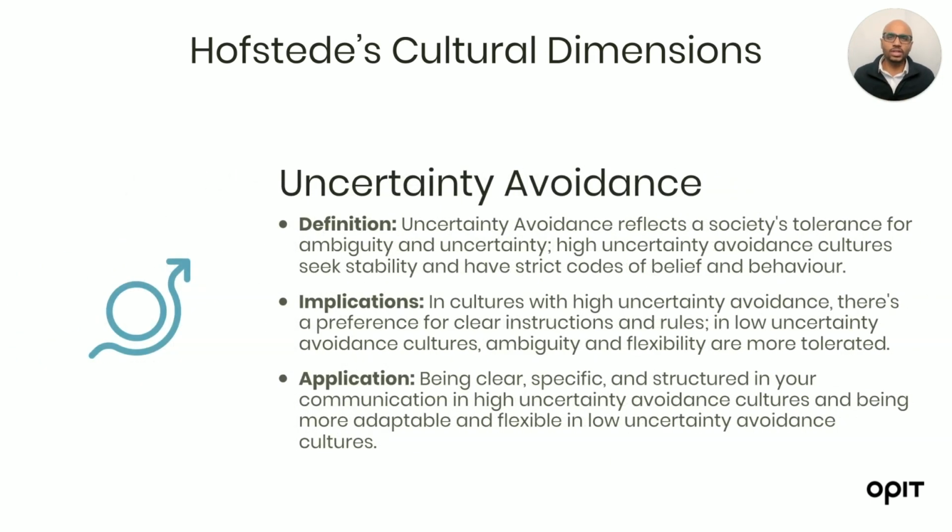Next, uncertainty avoidance reflects a society's tolerance for ambiguity and uncertainty. High uncertainty avoidance cultures seek stability and have strict codes of beliefs and behaviors. In cultures with high uncertainty avoidance, there's a preference for clear instructions and rules. In low uncertainty avoidance cultures, ambiguity and flexibility are more tolerated.